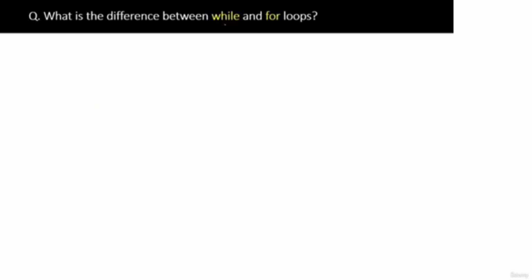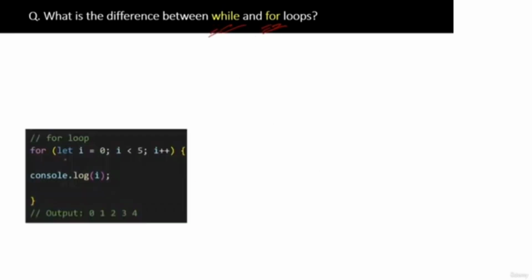What is the difference between while and for loop? Or you can say, when should we use a while loop and when should we use the for loop in our projects or applications? See the code for the for loop. In one single line, we are initializing the variable, setting the condition, and then incrementing the counter also. All in one single line. And inside we are just logging the value.